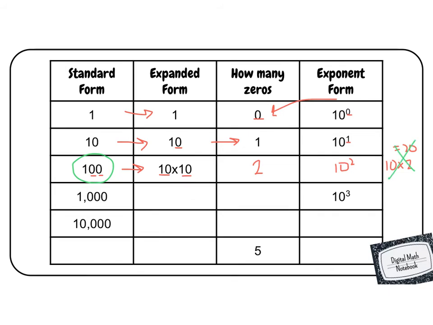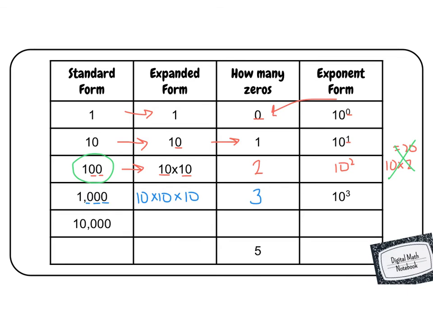Let's keep practicing. The next row is the number 1,000. The number 1,000 has 1, 2, 3 zeros, so this would be 3 tens. So it would be 10 times 10, which is 100, times 10 gives us 1,000. There are 3 zeros and 3 tens, so that means that we should have 3 zeros, which means we would write the exponent 10 to the power of 3. Or we could also say 10 cubed.